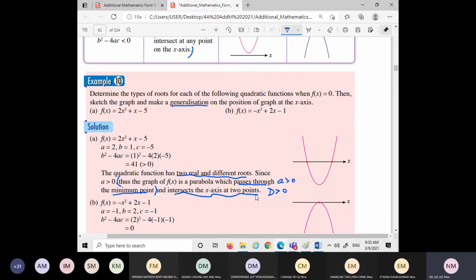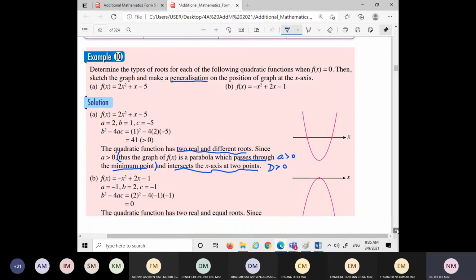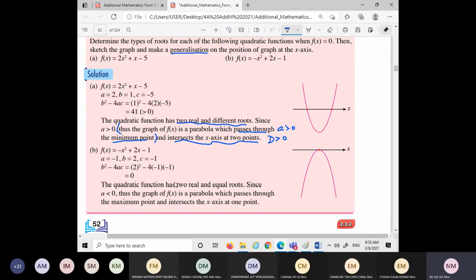Now we go to part B, same thing. First of all, we find A, B, and C for you to find b squared minus 4ac. b squared minus 4ac equals 0, so you determine the type of roots: two real and equal roots. Then after that, sketching of the graph. Sad face, so this way, and it touches the x-axis at 1 point because D is equal to 0.